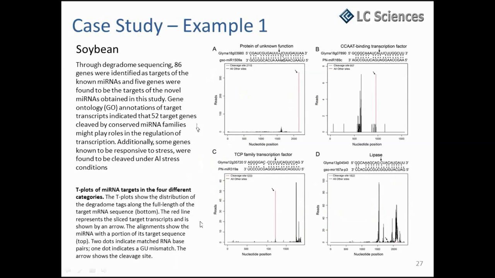But this protein messenger RNA's function is unknown. And for another one, we know exactly the position, and even though they have two most abundant reads on this messenger RNA, we can identify that one is regulated by the predicted novel microRNA from these studies. And another predicted novel microRNA also gets a microRNA and target pair. This one is a TCP family transcription factor. And this is a CCAAT binding transcription factor. And this is a lipase.